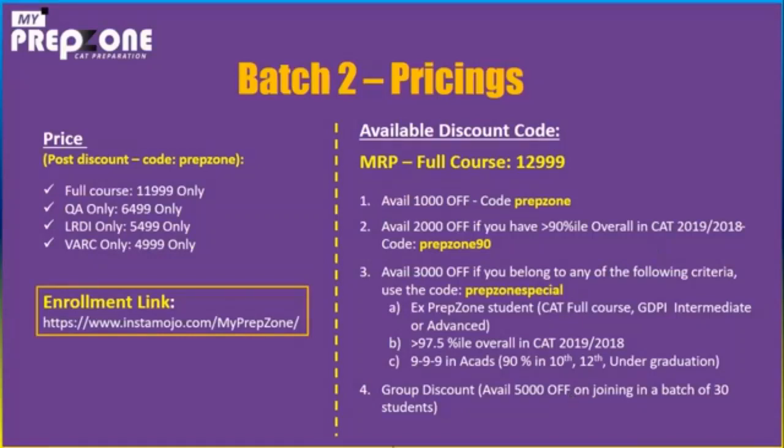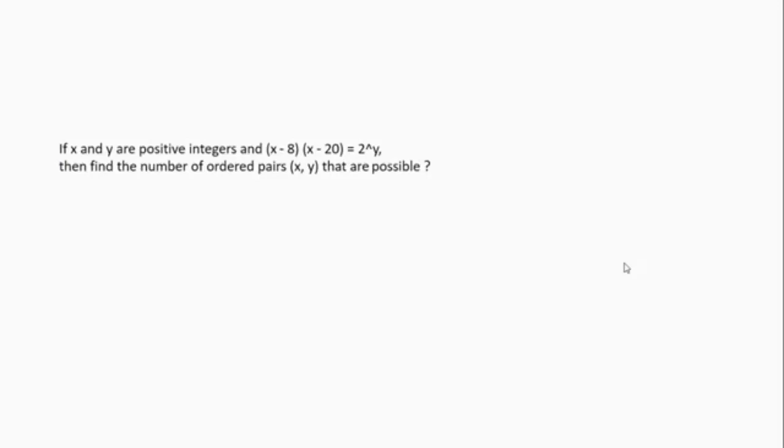Happy learning. Integers, and (x minus 8) and (x minus 20) equals 2 to the power y, then find the number of ordered pairs x, y that are possible.